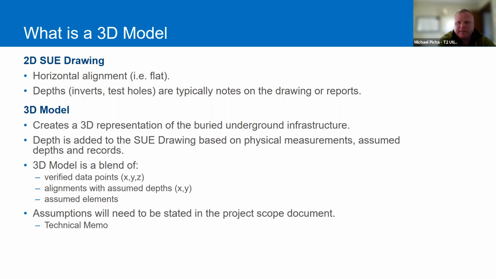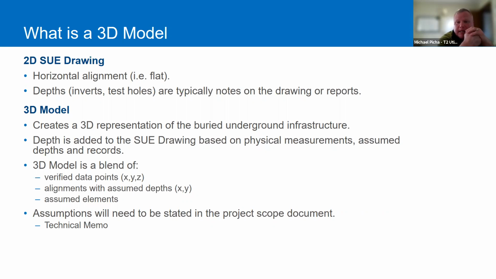And the depths are based on physical measurements, assumed depths, and records. It's not always apparent where that depth information came from, so it's really the biggest struggle we have with 3D models. It's really a blend of these verified data points, test hole or invert measurements, and assumed depths. It's really important that the end user understands that the assumptions we make and build into the 3D model need to be stated, and it becomes difficult because sometimes those assumptions or statements can get separated from the physical file once we deliver it.